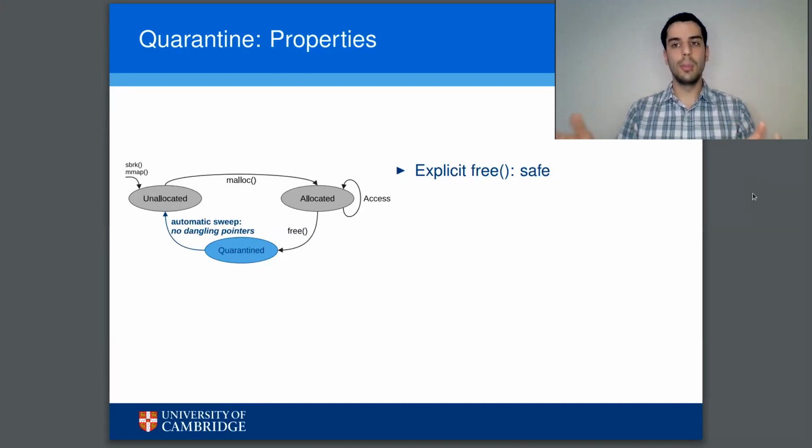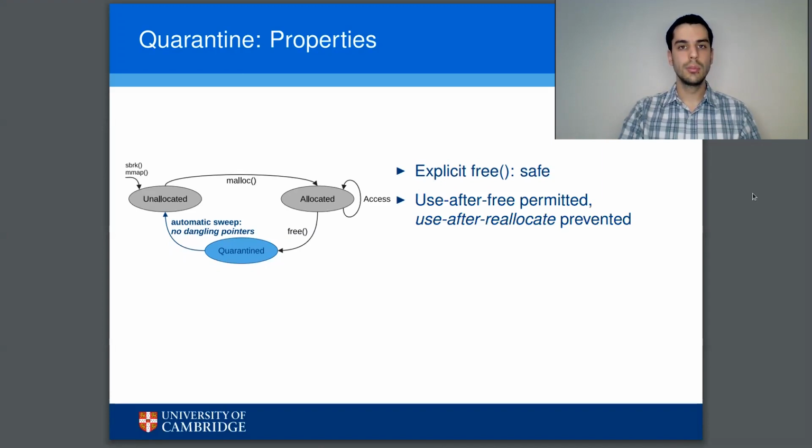There are a few things to note about this. Firstly, note that our scheme is semantically safe. We require the programmer to explicitly free every allocation that we deallocate. This is unlike garbage collection in low-level languages. Also note that we do not prevent use-after-frees from occurring. Objects in the quarantine can still be accessed even though they've been freed by the programmer. However, we do prevent use-after-reallocate, which prevents all aliasing, and therefore it prevents exploits from working.